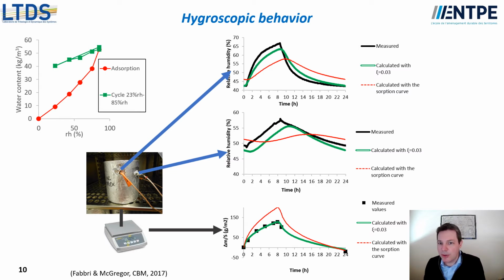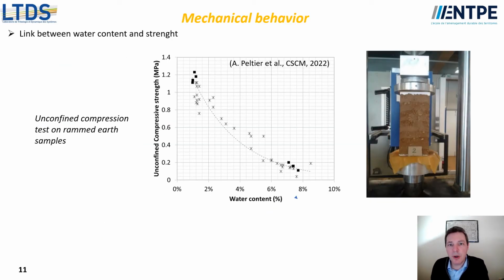And it's very important to do that if we want to make some accurate simulation. Let's now talk about the second part of this presentation, which is the impact of water content on the mechanical behavior. To illustrate that point, we can use this graph, which depicts the variation of unconfined compressive strength of rammed earth samples as a function of their water content.